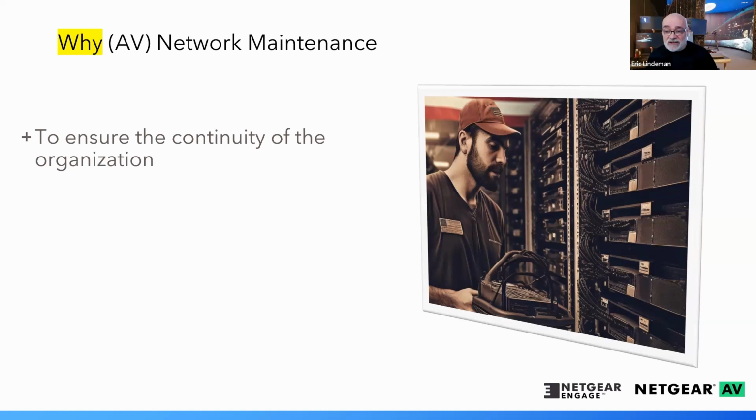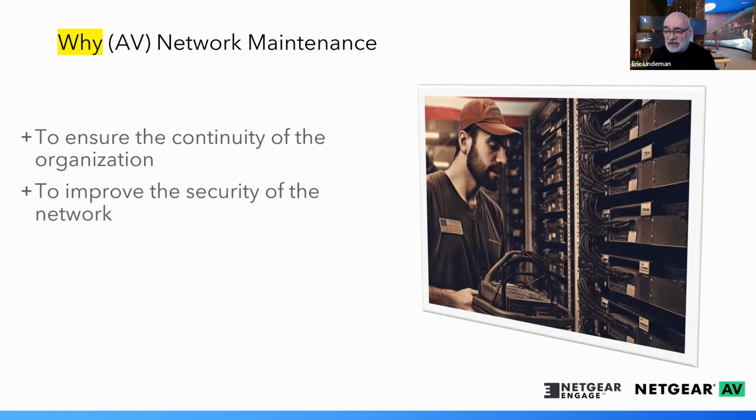The goal is to ensure the continuity of an organization. If an ICT network doesn't work properly, it can lead to delays in the workflows, loss of data, and even loss of production. So regular maintenance helps to prevent problems, ensuring the continuity of your organization.